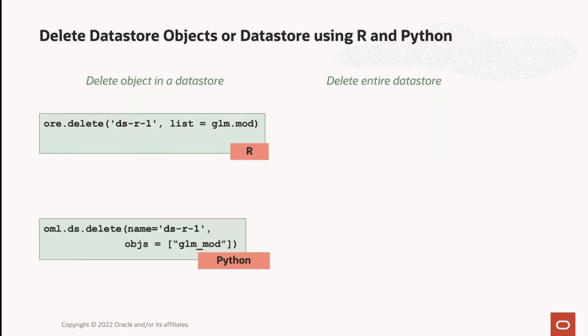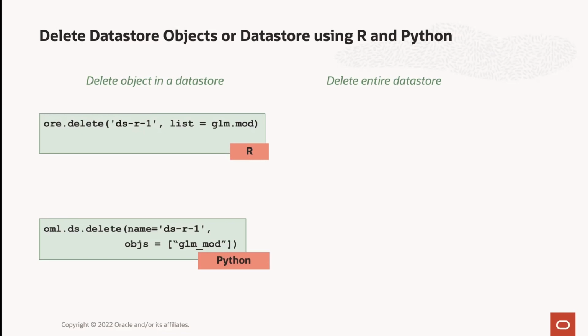So now we can just quickly demonstrate how to delete data store objects or a data store entirely. So to delete objects from the data store, we specify the data store name as the first input, and then pass in as a list the objects from that data store to be deleted individually.